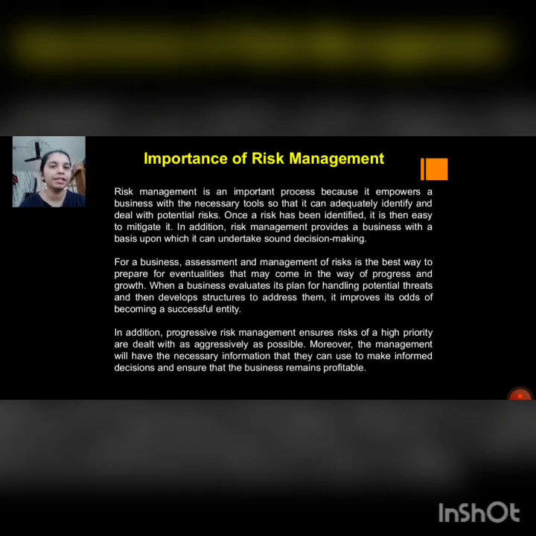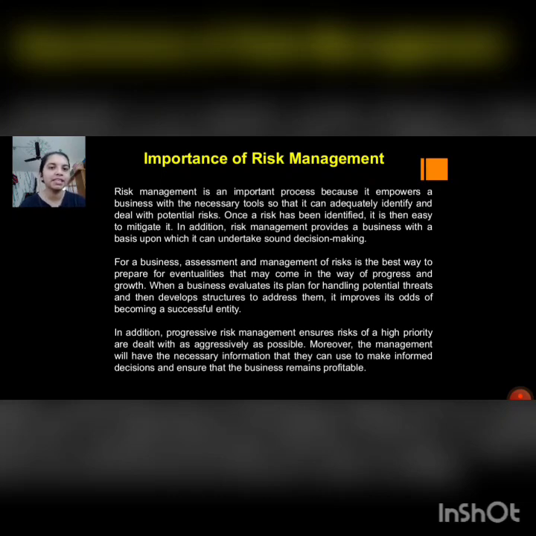Importance of risk management. Risk management is an important process because it empowers a business with the necessary tools so that it can adequately identify and deal with potential risks. Once a risk has been identified, it is then easier to mitigate it. In addition, risk management provides a business with a basis upon which it can undertake sound decision making.